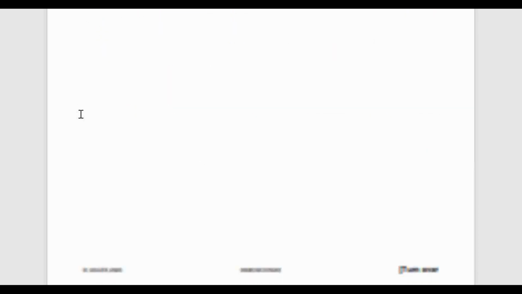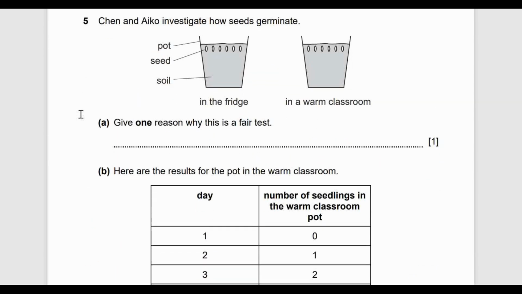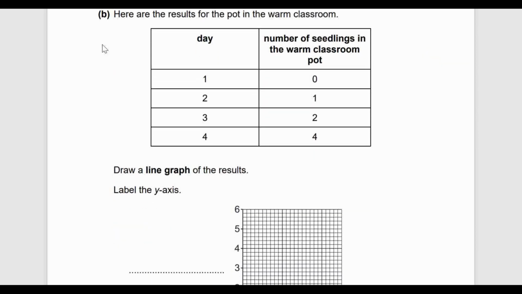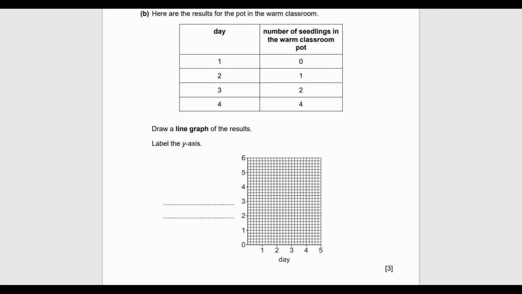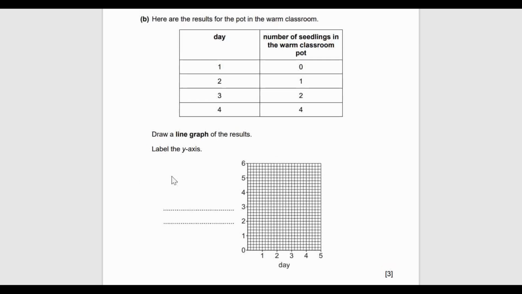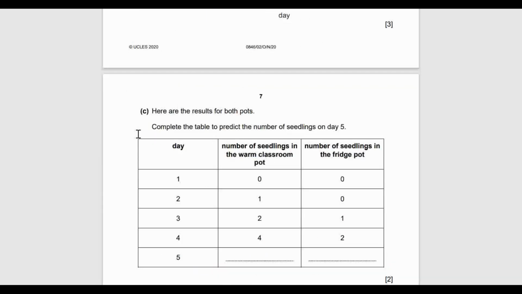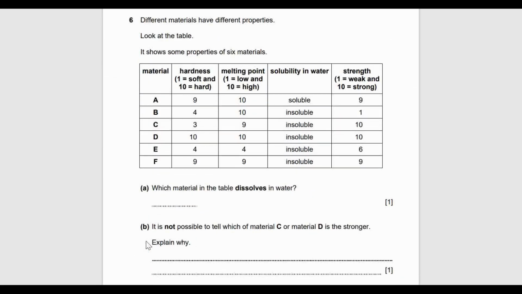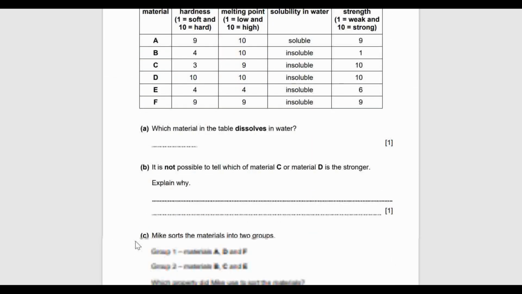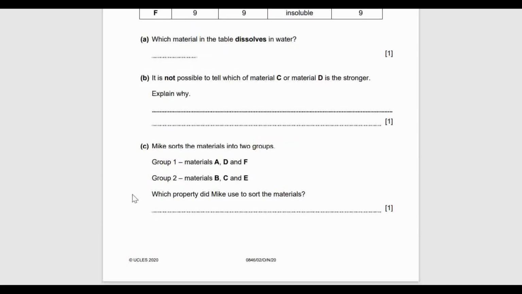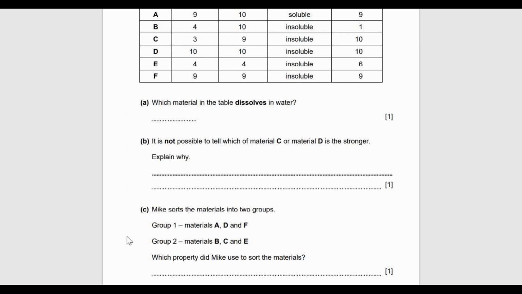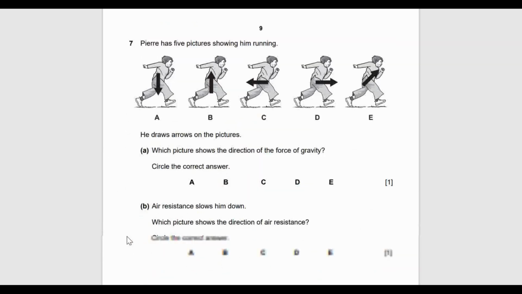Next is question 5A. And this is 5B. Zoom out. You may take a screenshot of the whole page. Next we move to 5C and 5D. Then this is question 6A, B and C. Next is question 7A and B.